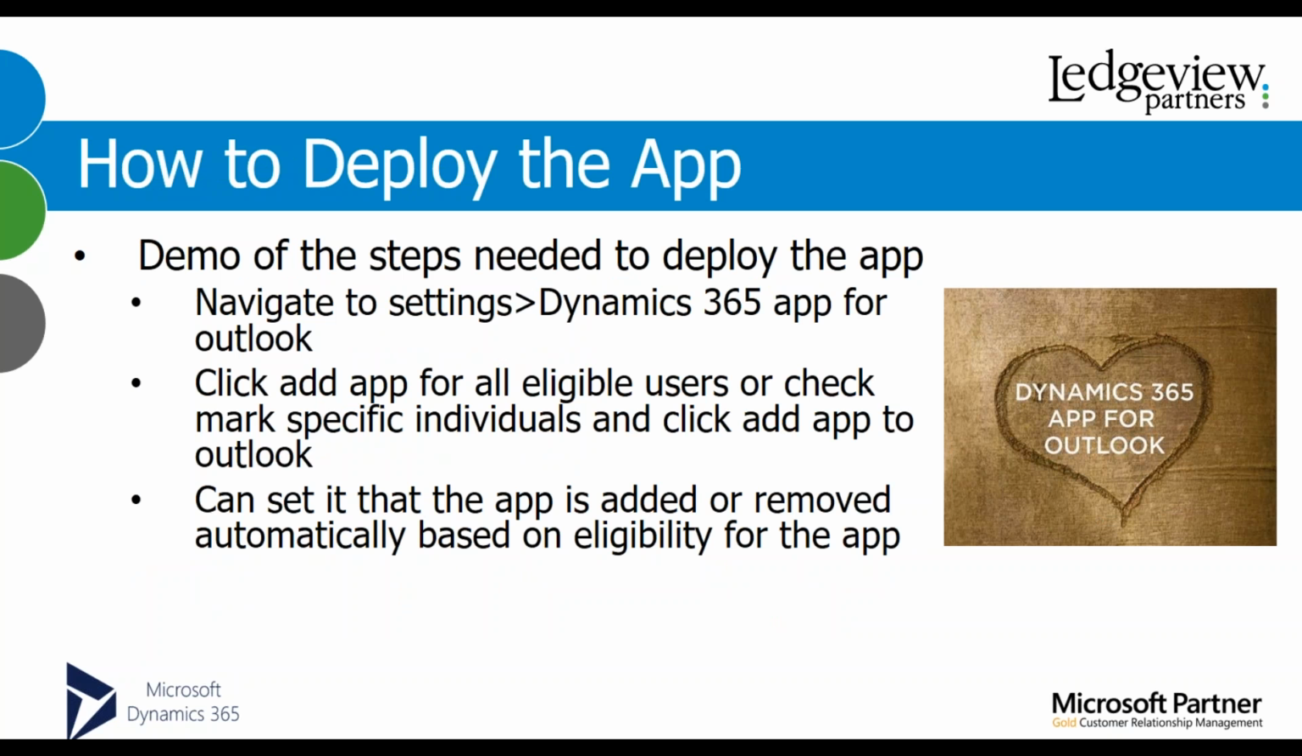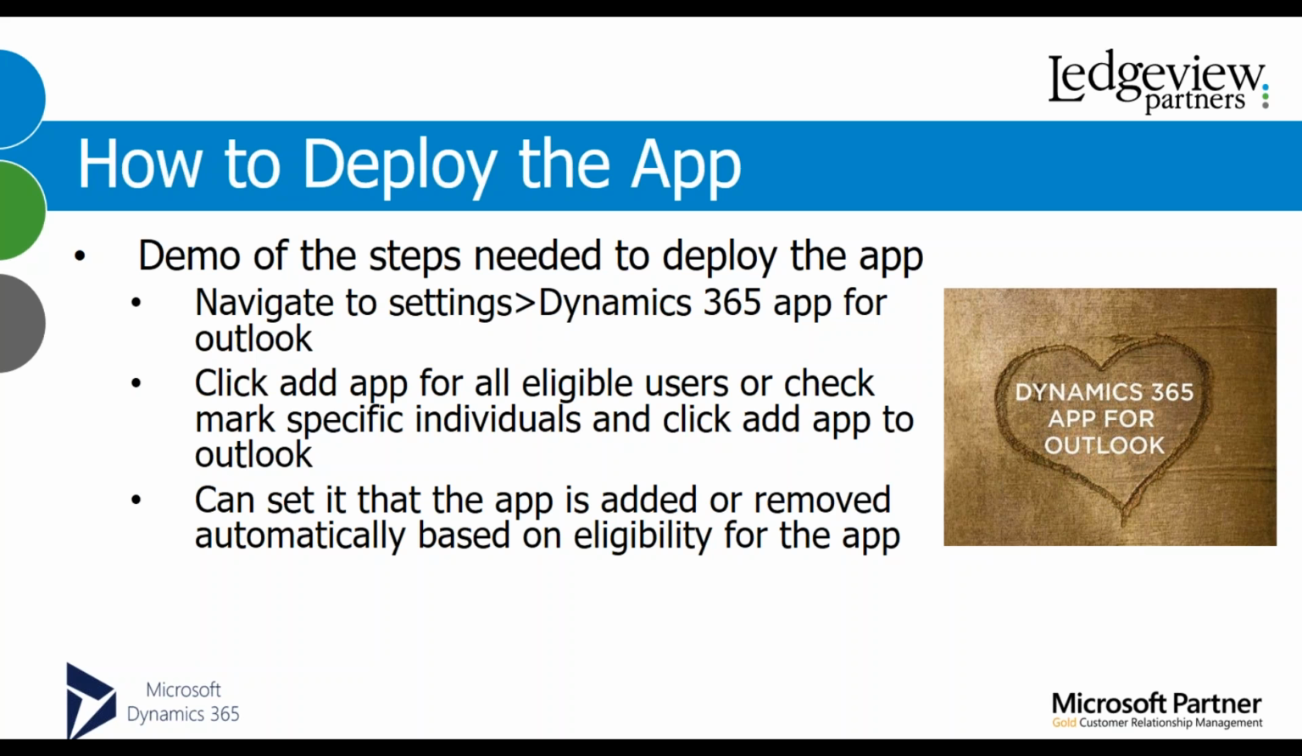Once you have these prerequisites filled out and the security settings done, then you can deploy the app. In just a minute, we're going to jump into the app and I'll show you how to deploy it. The steps to take are to navigate to Settings and then Dynamics 365 app for Outlook.